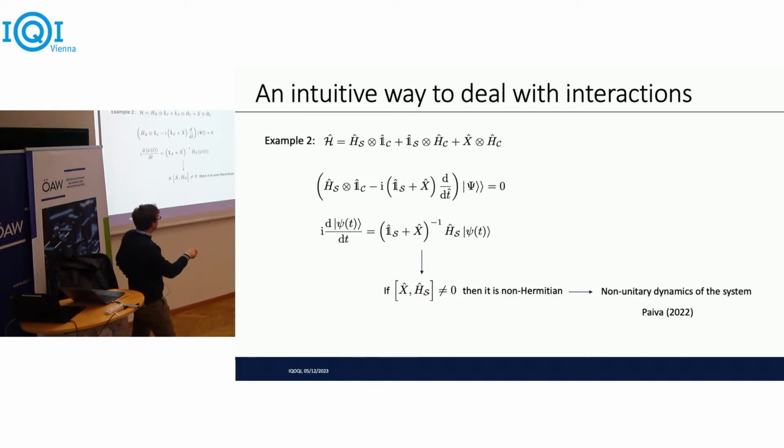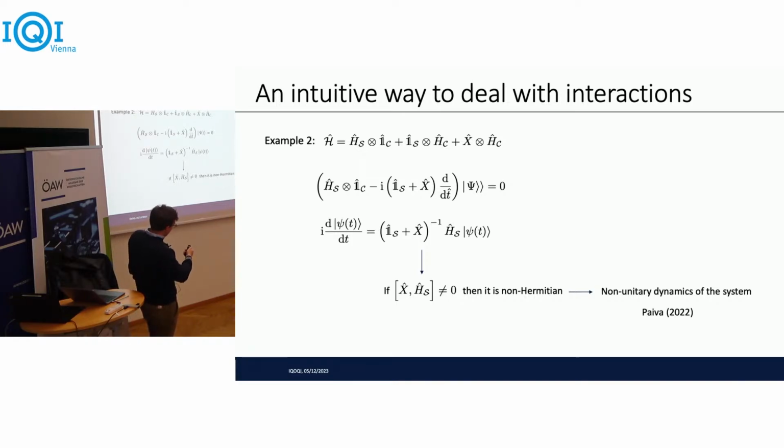And this was explored also in this paper here. And we're already seeing some of the problems that emerge with generic types of interaction between system and clock. For some kinds of interactions, we don't have a unitary dynamics on the system side. Which is a problem.